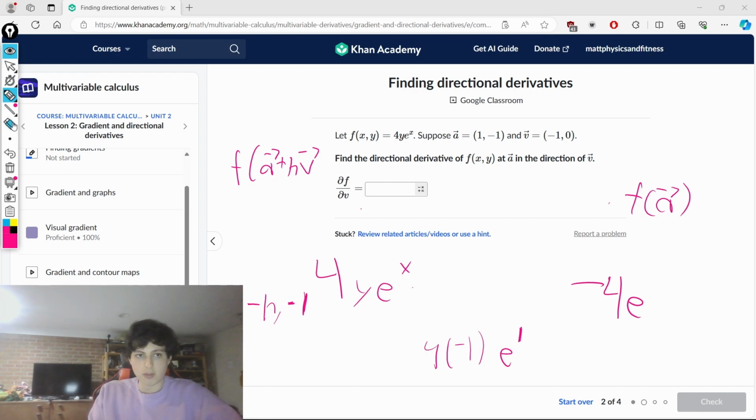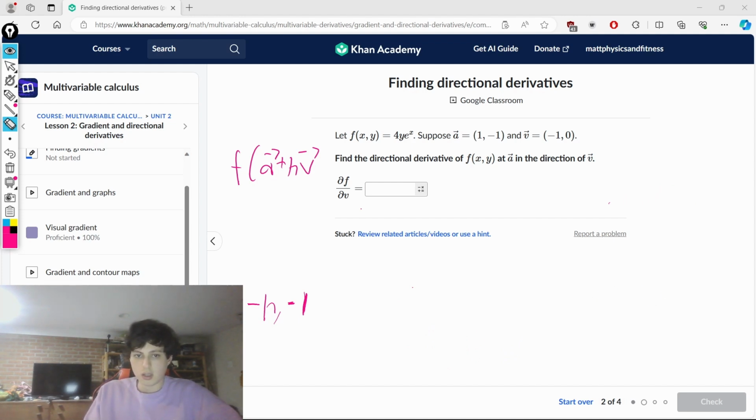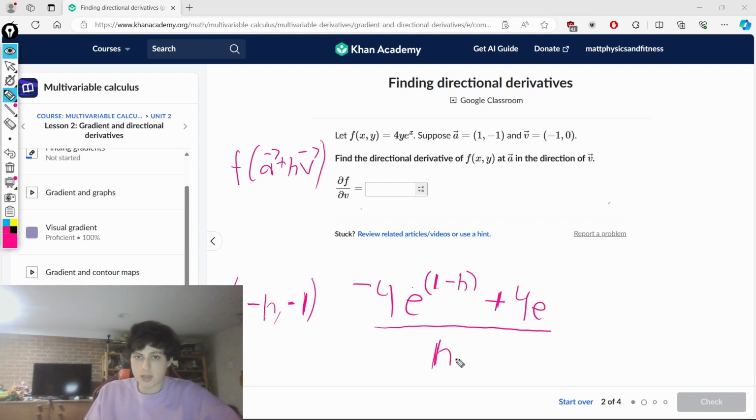Let's erase just some of this. All this stuff we already know. -4e, we can remember that for f of a. But 1 minus h, -1, that's our x value and our y value for this function. So again, y, -1, so that's going to be -4 e to the 1 minus h. And then we had that minus -4e, so that'll be plus 4e. Minus a negative comes a plus. And now that's all going to be over h, if I remember correctly.